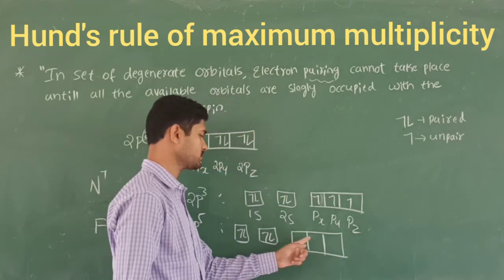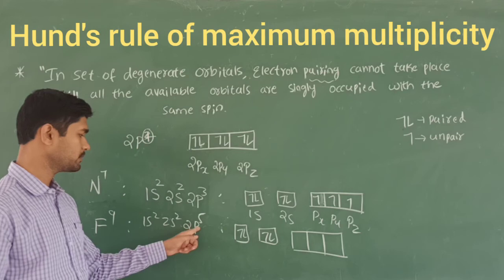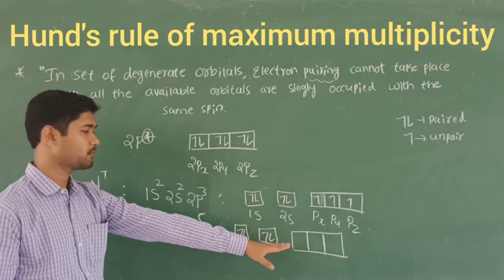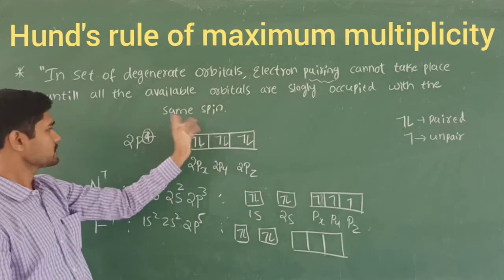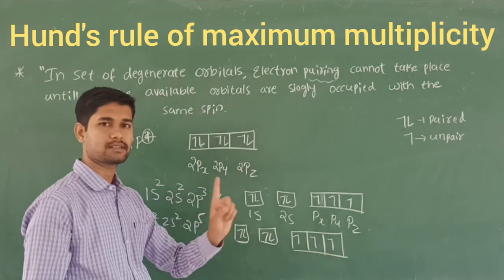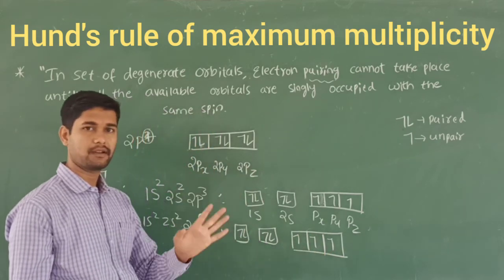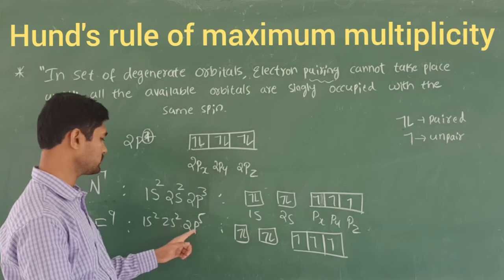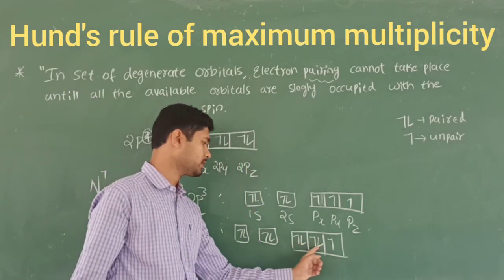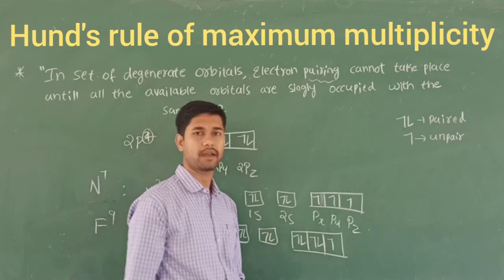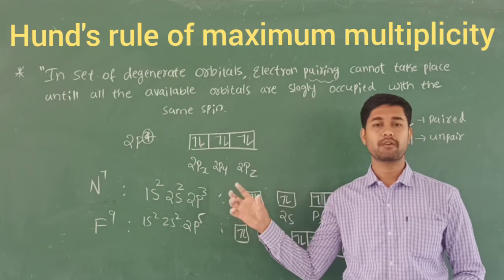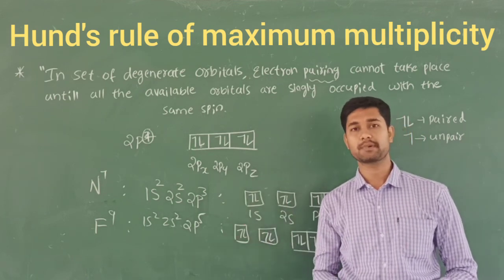This contains px, py, pz. How many electrons will be there? 5 electrons will be there. First, how should I write? First 3 electrons I should write, because they should be singly occupied with the same spin, like this. First you should write a single electron in a single orbital. If you have any remaining, then we continue. The remaining 2 will be there like this. So this is a paired electron, and this is an unpaired electron. Like this, Hund's rule of maximum multiplicity tells the principle of electron filling in the respective orbitals.